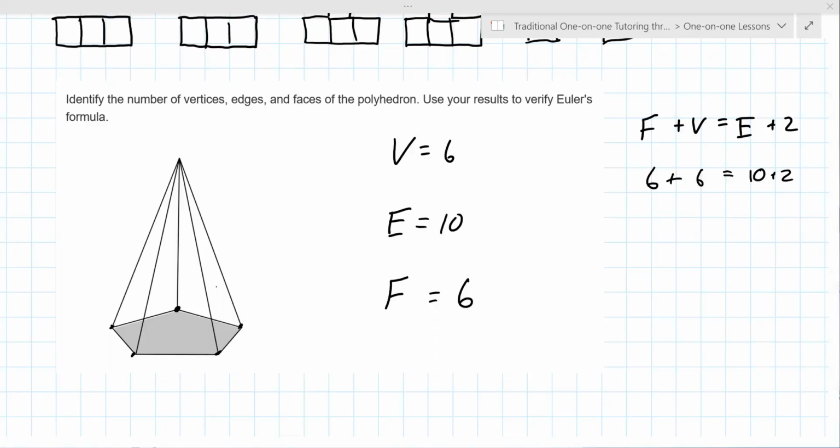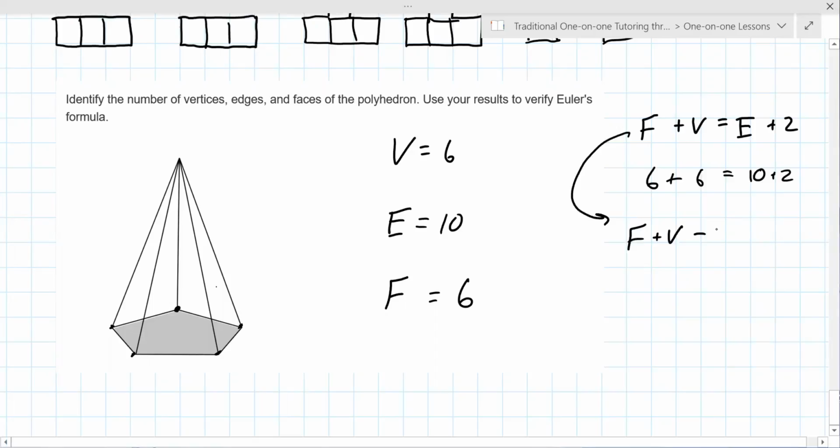Your class does it this way. They go F plus V minus E. Does that equal 2? And it does. So which one should I use? Should I use the one F plus V equals E plus 2? It doesn't matter. You get to choose. Okay, so let's do one more here.